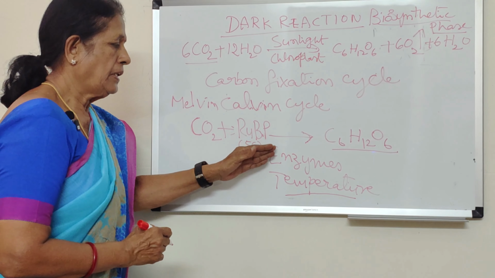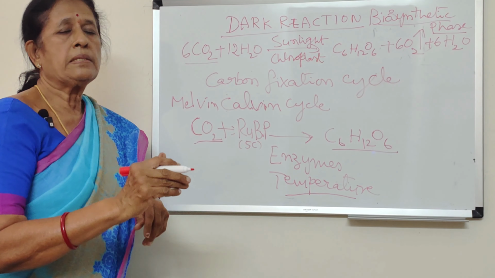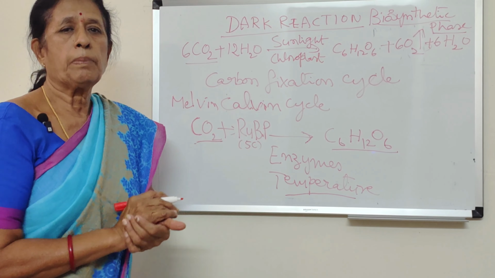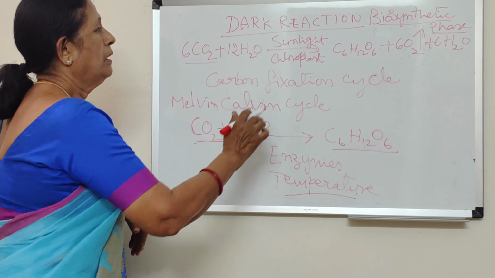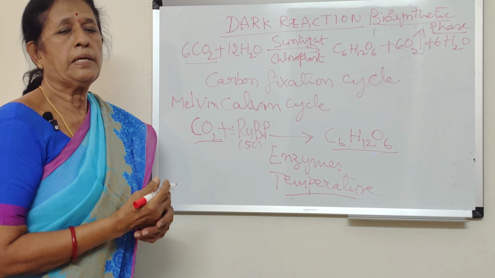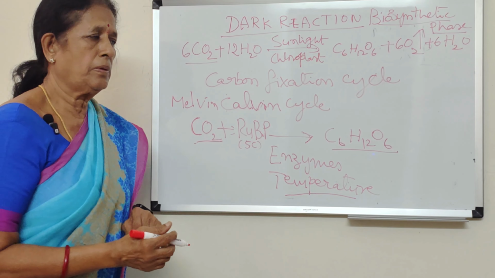So temperature, enzymes, and also carbon dioxide are important. An increase in carbon dioxide will increase the process of photosynthesis, and in the same way, sunlight, as I told you, blue to red light is very important for photosynthesis.